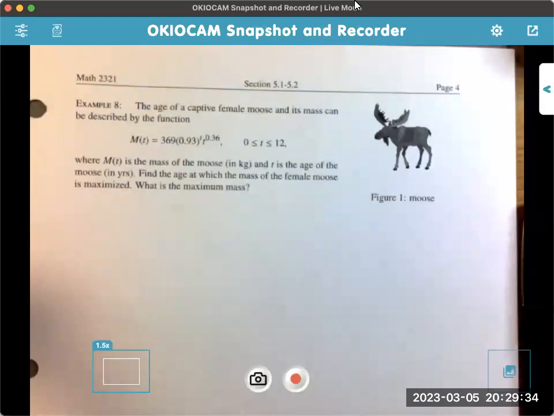Okay, so here's the moose question. Very quintessential life science calc question. I have no idea why, but the book loves moose.